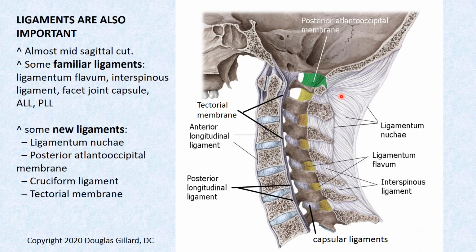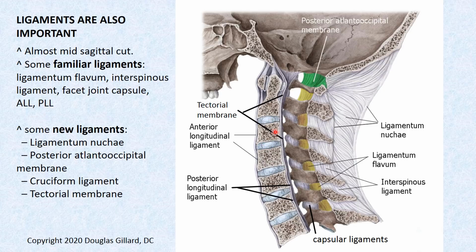All right, so ligaments are also important. There are some familiar ligaments we've talked about in other videos. There's the anterior longitudinal ligament right here. There's the posterior longitudinal ligament. Those hold these little blocks together. There's the intervertebral disc, which holds the little blocks together.